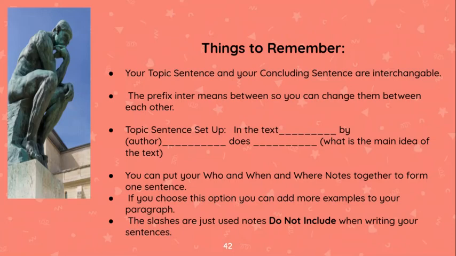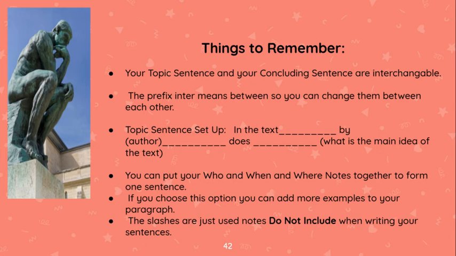When you are writing your own topic sentence, you are thinking about introducing your paragraph. So, what article are you talking about and why are you talking about it? You're introducing your summary. So, what you want to do is set your topic sentence up by saying, "In the text," blank, the name of the text. For example, today we're going to be talking about Ida Lewis. So, in the text, Ida Lewis by the author, does what?